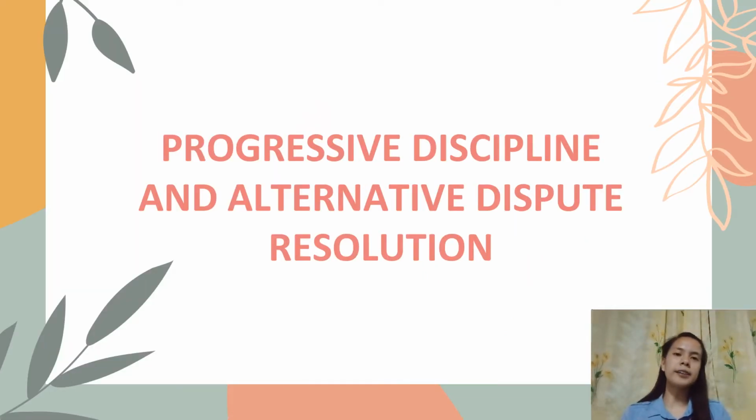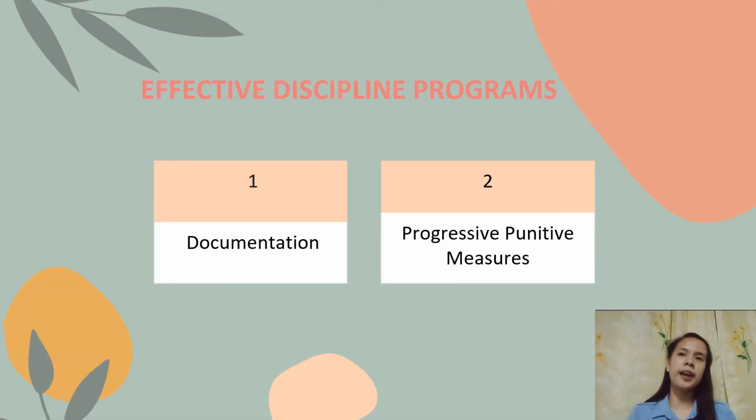Next is the progressive discipline and the alternative dispute resolution. Termination should come about at the end of a systematic discipline program. Effective discipline programs have two central components. The first one is the documentation, which includes a specific publication of work rules and job descriptions that should be in place prior to the administering of the discipline. And lastly, the progressive punitive measures.